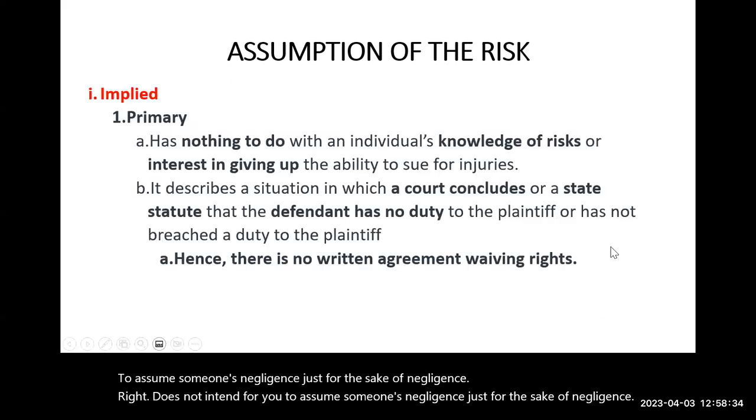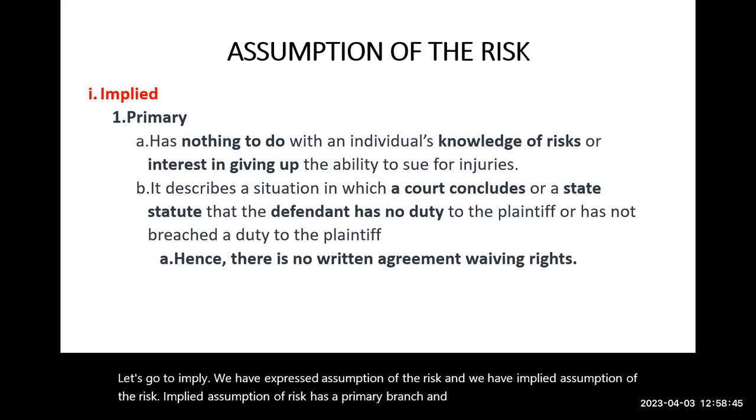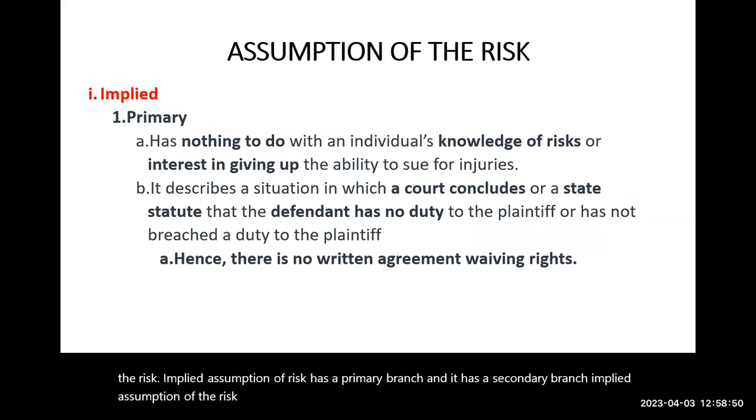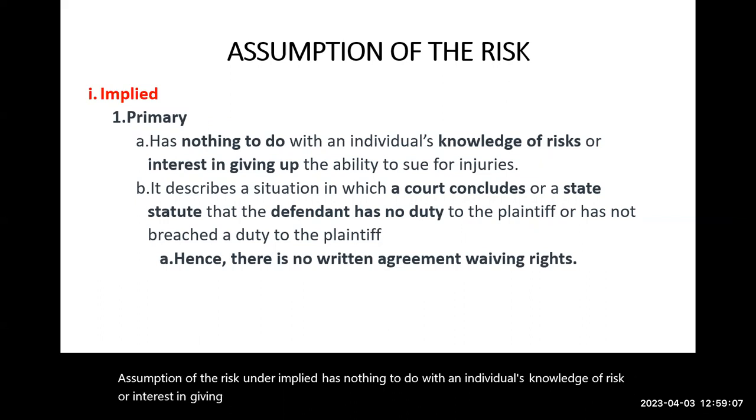Let's go to implied. We have expressed assumption of the risk and we have implied assumption of the risk. Implied assumption of the risk has a primary branch and a secondary branch. What's the primary? Primary assumption of the risk under implied has nothing to do with an individual's knowledge of risk or interest in giving up the ability to sue.